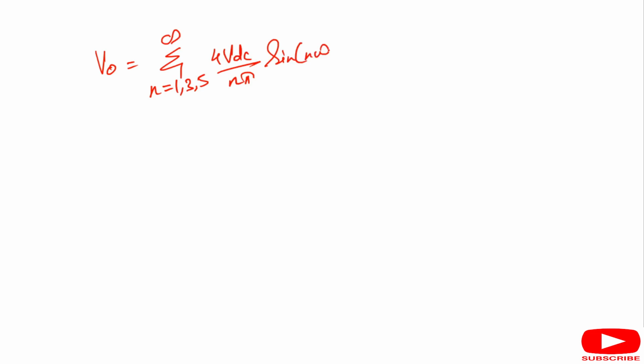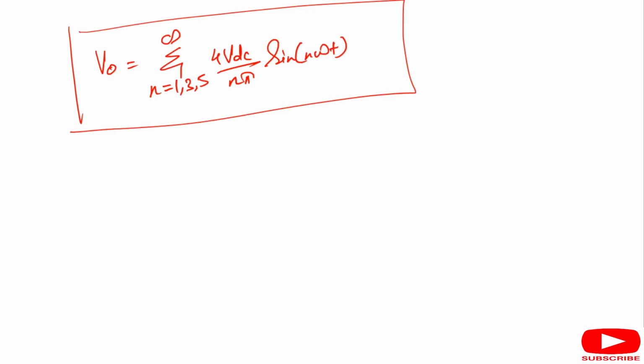Now as we know that the Fourier series of the output voltage of a square wave is the summation of n equals 1, 3, 5 up to infinity of 4 VDC by n pi sine n omega t. Okay, this is the most important expression of the Fourier series of output voltage of a square wave.